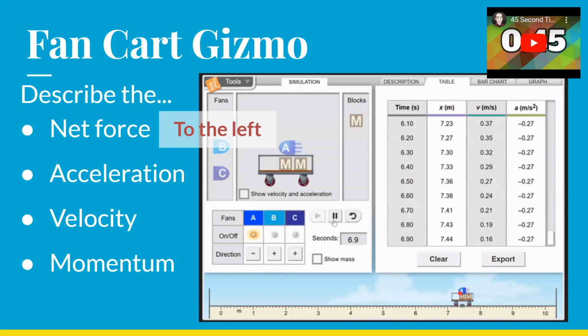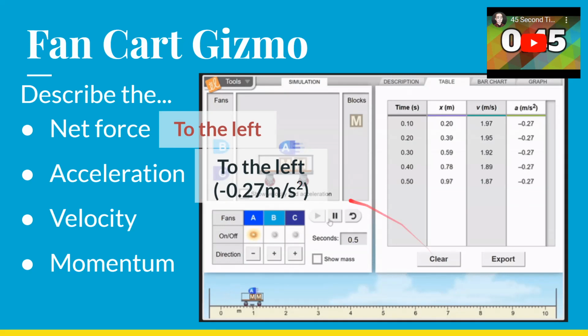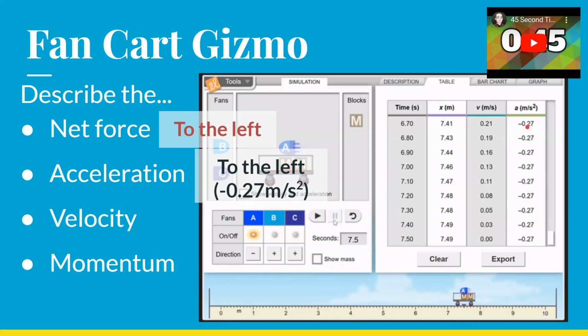The cart's moving to the right, but the force is to the left. The acceleration, therefore, is also to the left. You can actually see it. I don't know how well y'all can read this, but this says negative 0.27. Y'all saw this again last week. But your velocity is to the right.